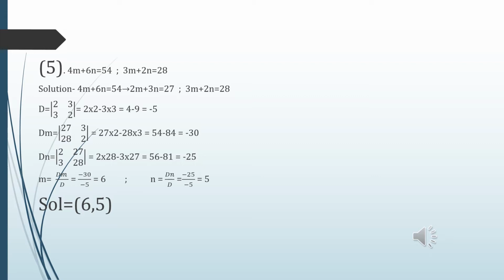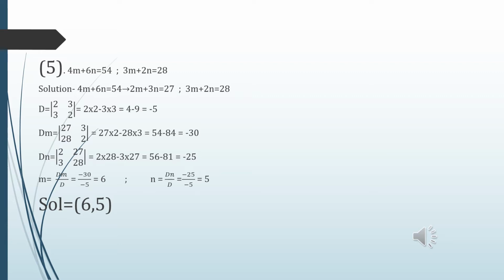Also you have to do one thing, that is the equation number 1 is 4m plus 6n is equal to 54. This whole equation can be divided by 2 and you get the reduced form of that equation as 2m plus 3n is equal to 27.